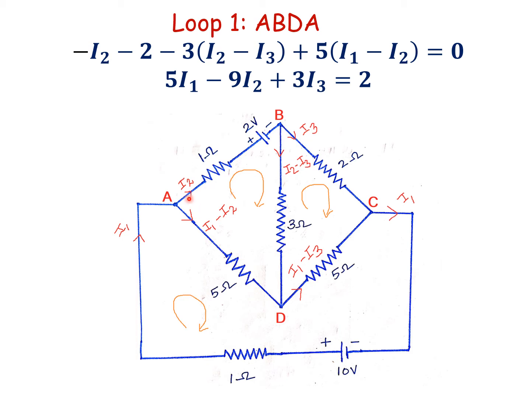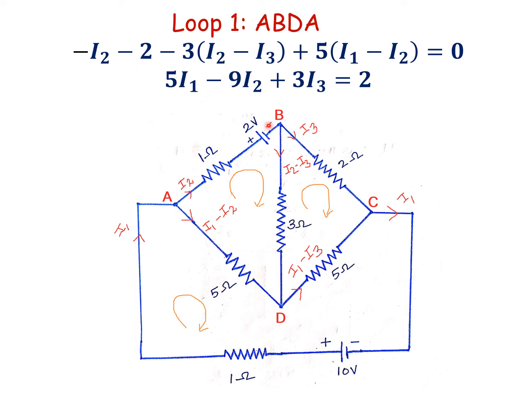So first of all, for this loop ABDA, we have to consider the 1 ohm resistance. So what is the voltage drop across the resistor? 1 into I2. Here it is a voltage drop because the branch current is the same as the loop current. So minus I2. Then see the voltage source. The current is flowing from positive to negative. That is a voltage drop, minus 2.